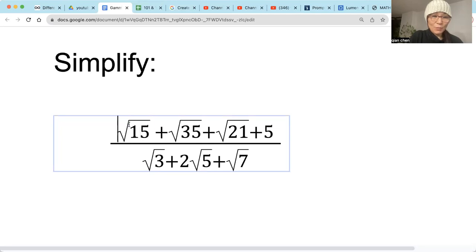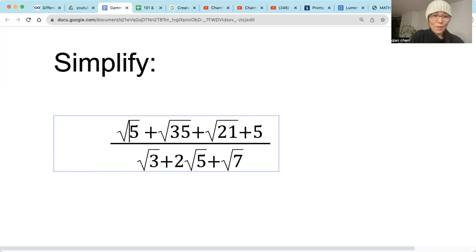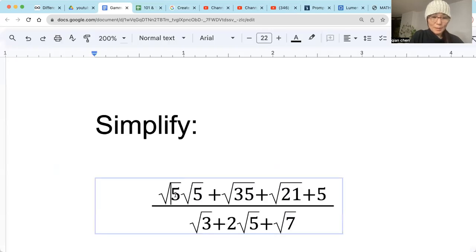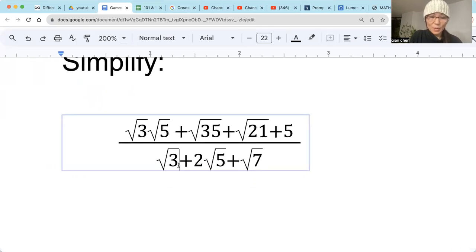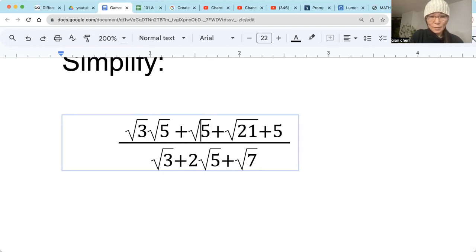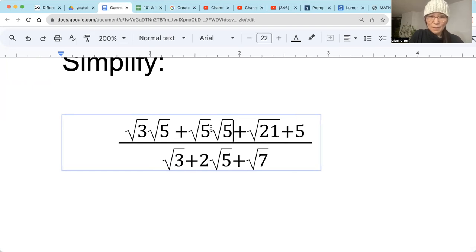Well, we want this square root of 15 to be written as the square root of 5 times square root of 3, right? In that case, just keep everything in the simplest form because the denominator will have square root of 3 and square root of 5. So similarly for square root of 35, we probably want to write it as the square root of 5 times square root of 7.